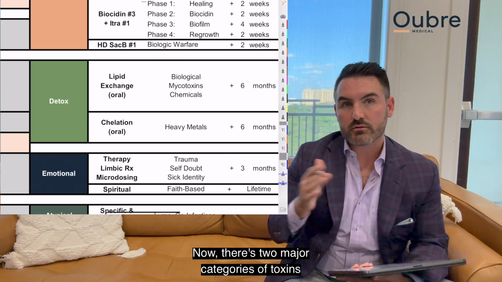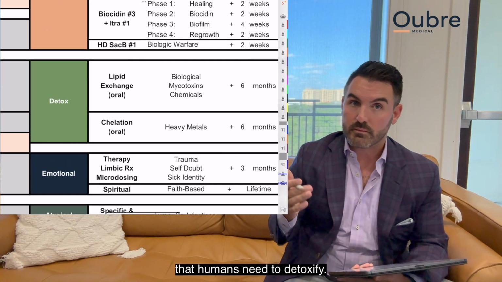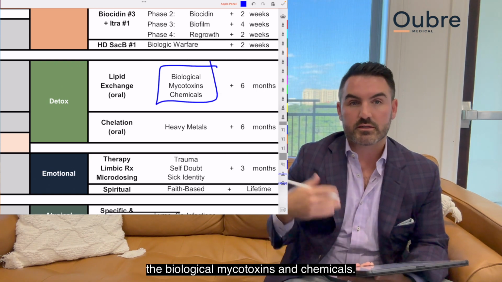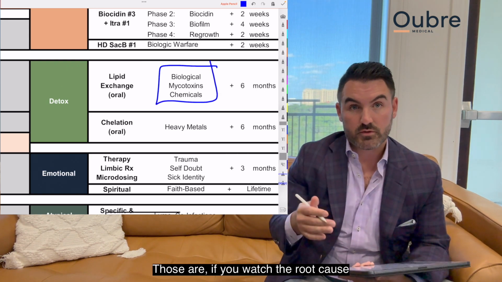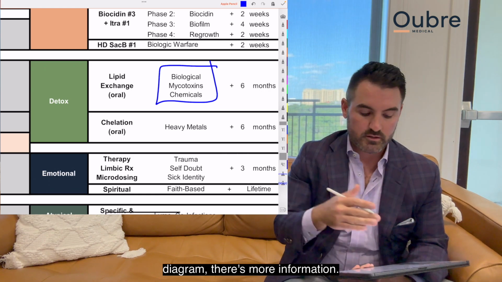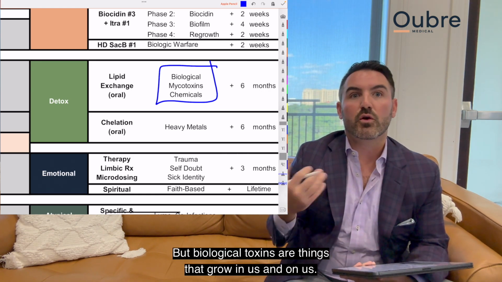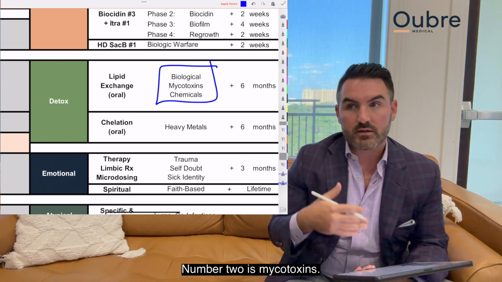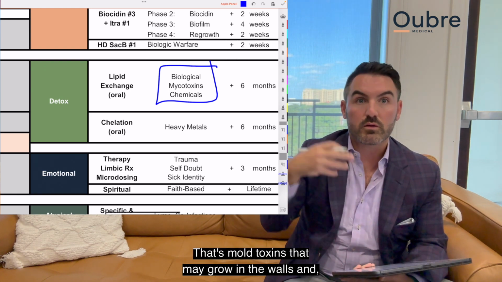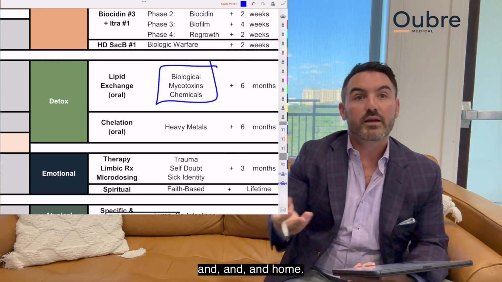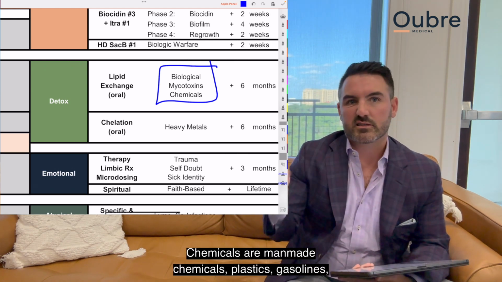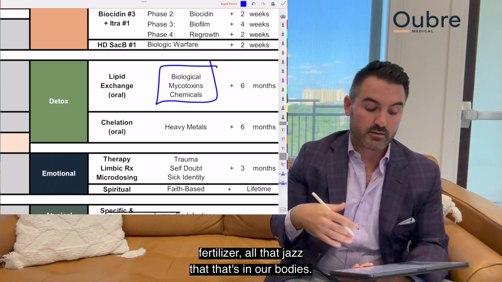Now, there's 2 major categories of toxins that humans need to detoxify. One is these three right here: the biological, mycotoxins, and chemicals. If you watch the root cause diagram, there's more information, but biological toxins are things that grow in us and on us. They release biological toxins, we absorb them. Number two is mycotoxins, that's mold toxins that may grow in the walls and home, and you breathe it in and you absorb it. Chemicals are man-made chemicals, plastics, gasolines, fertilizer, all that jazz that's in our bodies.